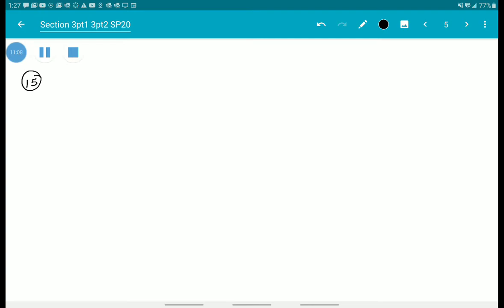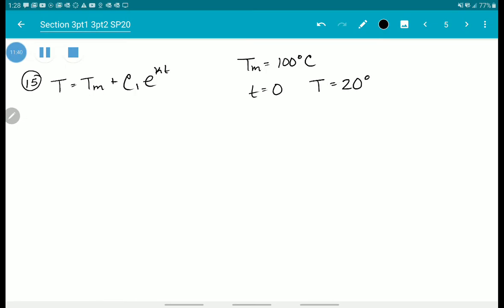So if we write down what we know, we've already solved the model. So we know that T equals the temperature of the medium plus C1 e to the KT. We've got to figure out what this and this is going to be. We know what the temperature of the medium is. It's boiling water. This is in Celsius. So we know the temperature is going to be 100 degrees Celsius. We know that in the beginning at time 0, the temperature of the thermometer was initially 20 degrees Celsius.